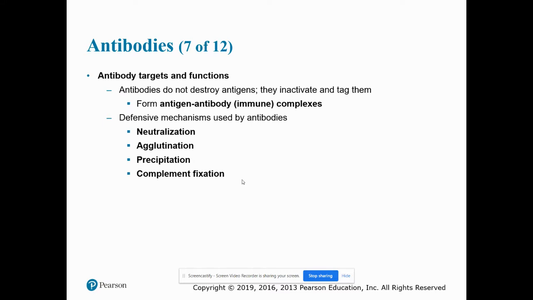Antibody targets and functions. So what antibodies do is they inactivate and tag antigens. They do not destroy antigens. They form antigen-antibody immune complexes. And then there are these 4 defensive mechanisms used by antibodies that we're going to discuss in this chapter: neutralization, agglutination, precipitation, and complement fixation.